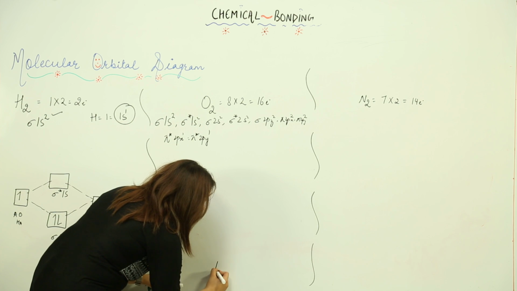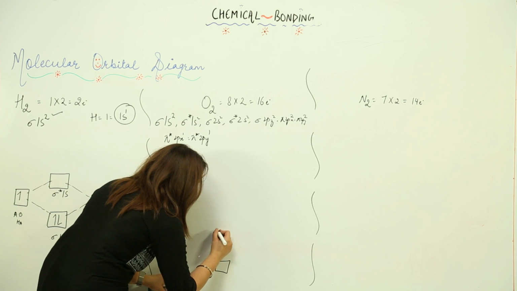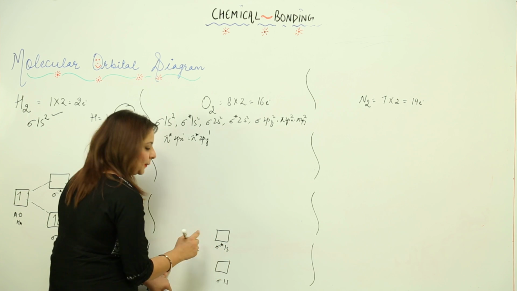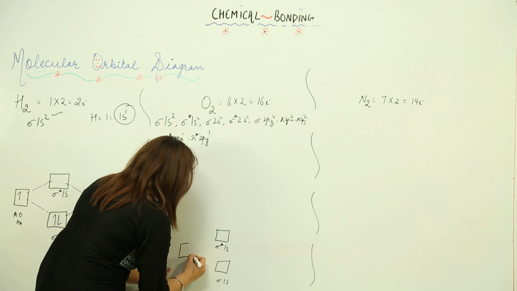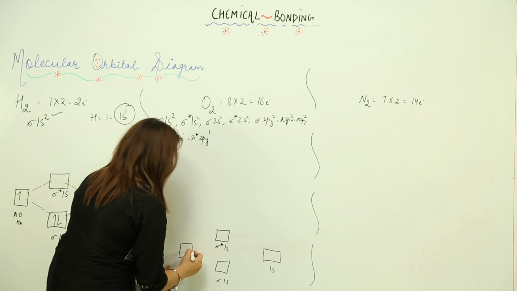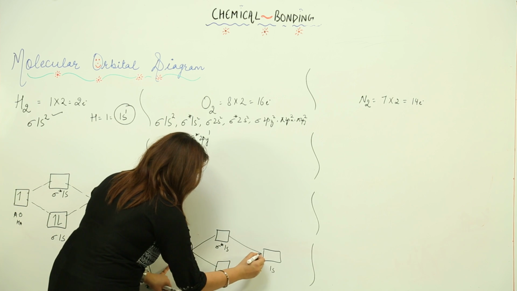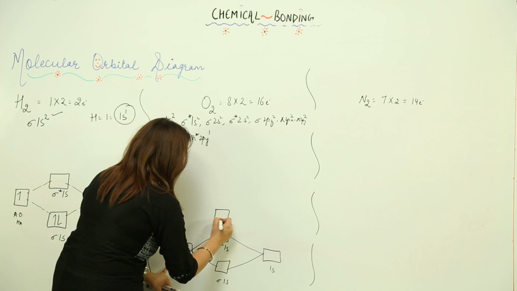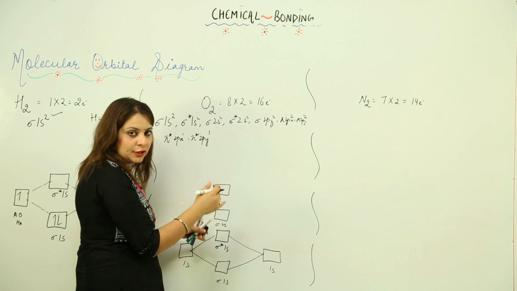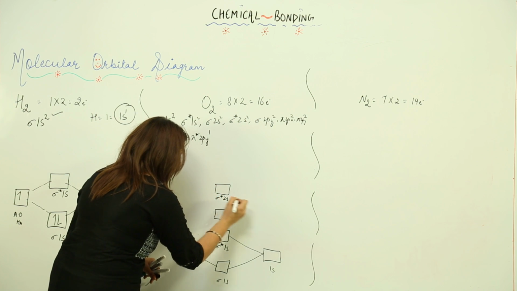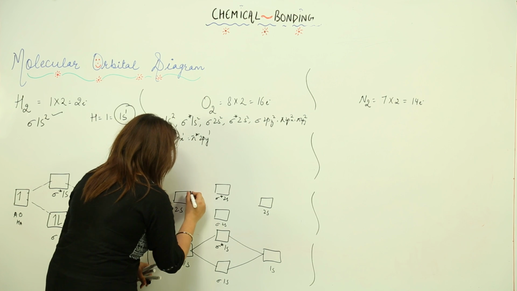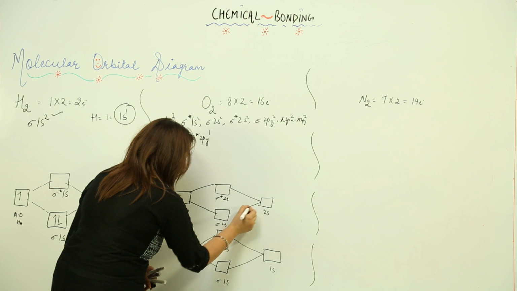So let's make a box here. Let's say this is sigma 1s, sigma star 1s, and this is my atomic orbitals of the oxygen atom. 1s, 1s. Let's join them. Now make another one, sigma 2s. As you wrote the configuration, you need to draw the boxes like that. And this is my atomic orbital 2s, this is my atomic orbital 2s. I will just join it.